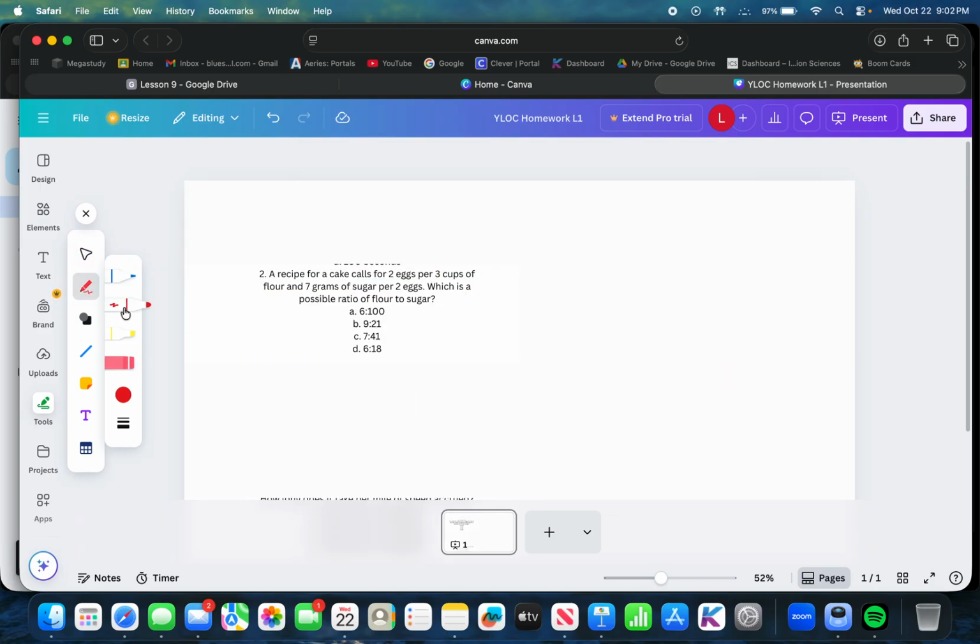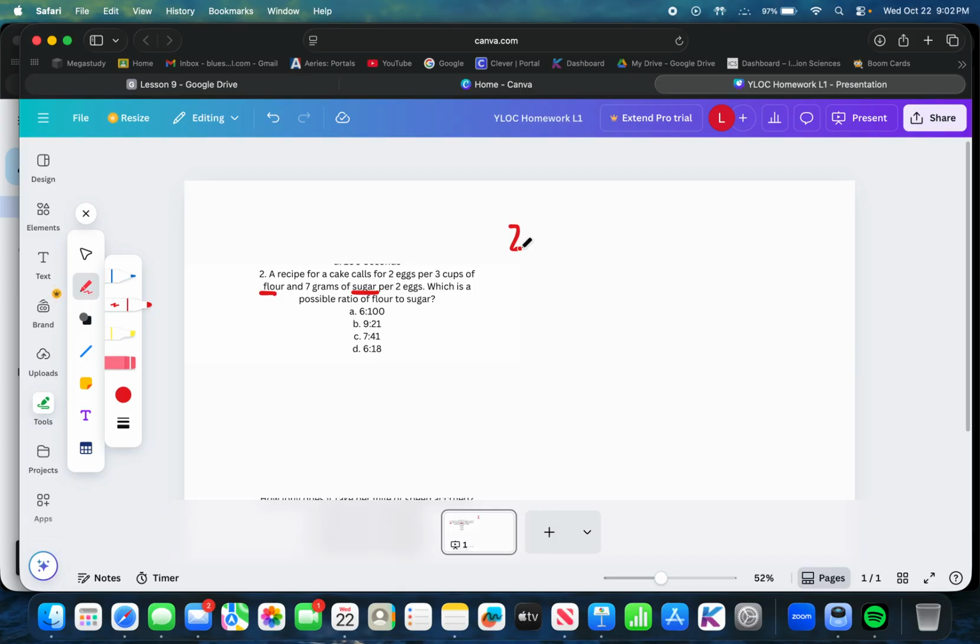A recipe for a cake calls for 2 eggs per 3 cups of flour and 7 grams of sugar per 2 eggs. What is a possible ratio of flour to sugar? So what they're asking for is flour to sugar. Here we have 9 to 21 because they're asking for flour to sugar.